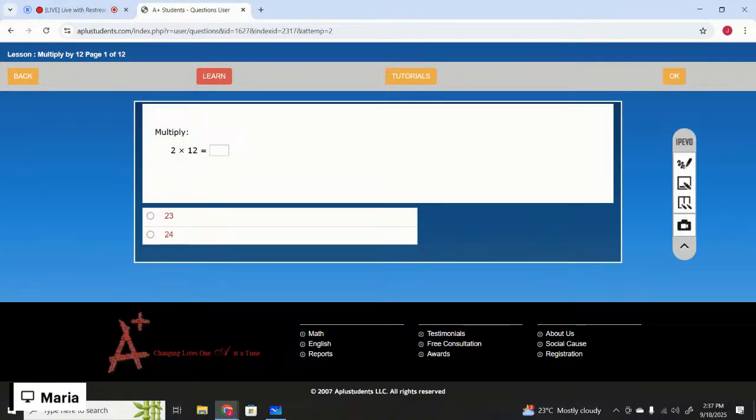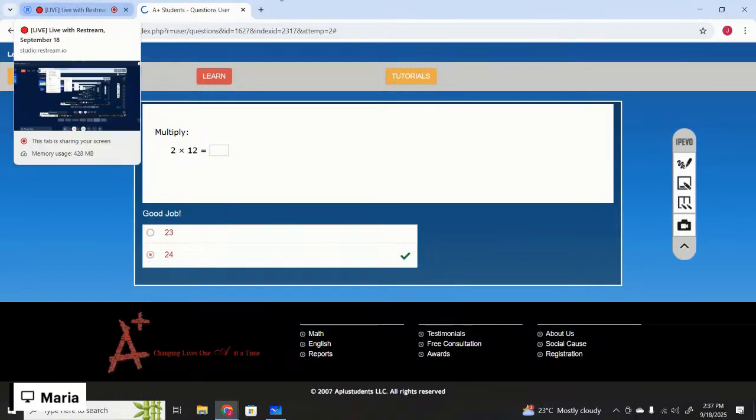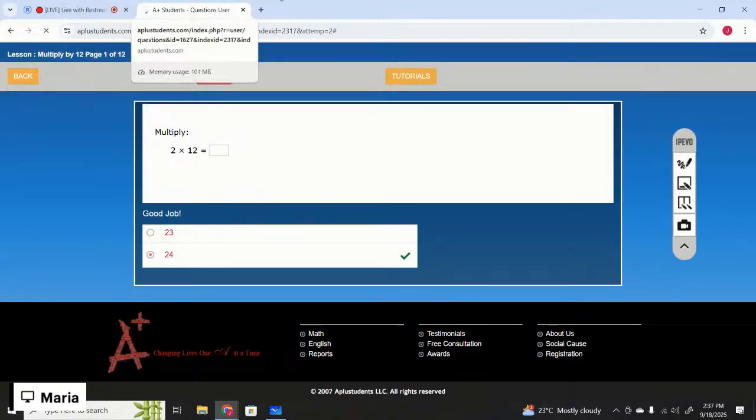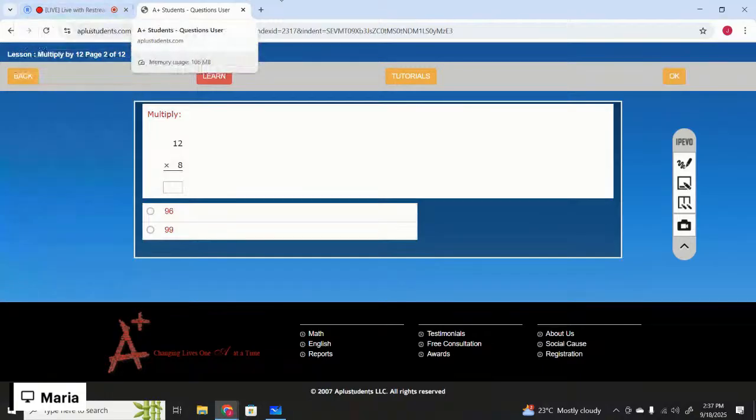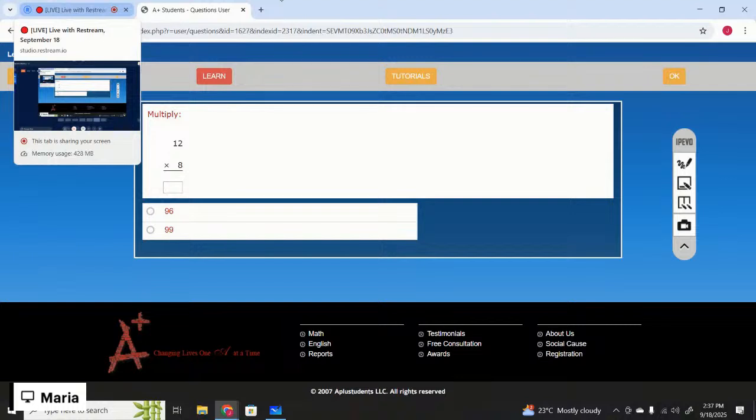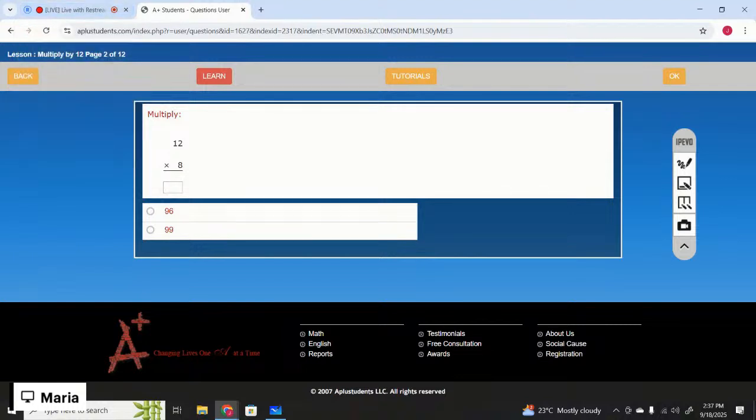12 times 2 is 24 it is. Option number 2 is the correct option. 12 times 8 is 96 it is. Option number 1 is the correct option.